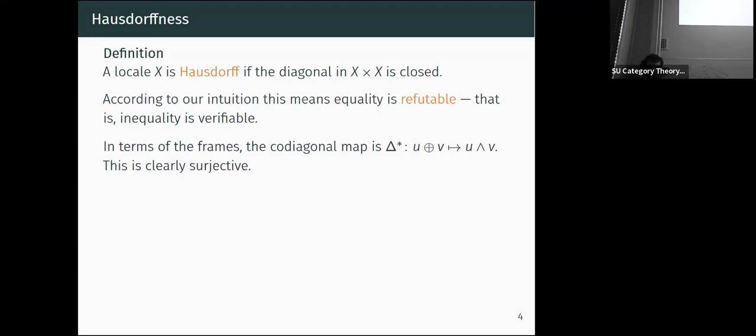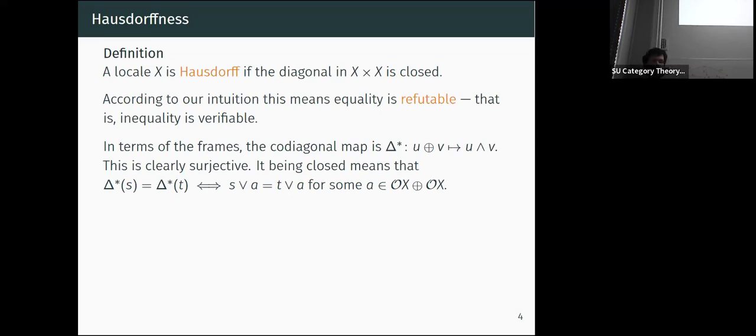So here's a way that you can see it actually does give a sublocale. It's surjective because to map something that maps onto u we can always take, say, u plus 1 or u plus u. And to be closed, remember what it means to be closed. We saw that the congruence associated with a closed sublocale says that two things are related if they join with some element A to give the same thing. So for this to be closed, it says that when we have this codiagonal map applied to some element S or some element T, these are going to be equal if and only if S join A equals T join A for some A. That's just what it means to be closed.